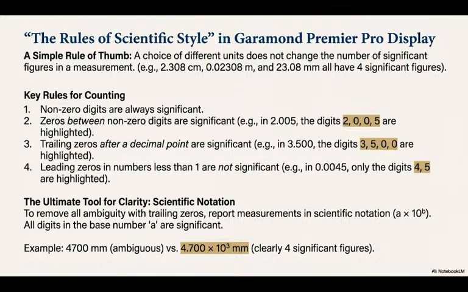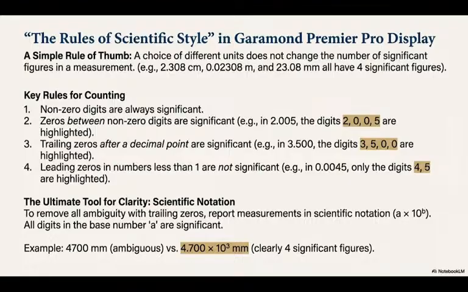Number 3, trailing zeros after a decimal point are significant. You see here, that is 3.500. The digits 3500 are highlighted. Trailing zeros after a decimal point are significant. This is also significant. There are four significant figures.